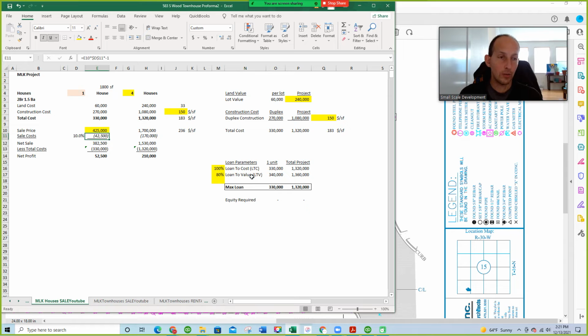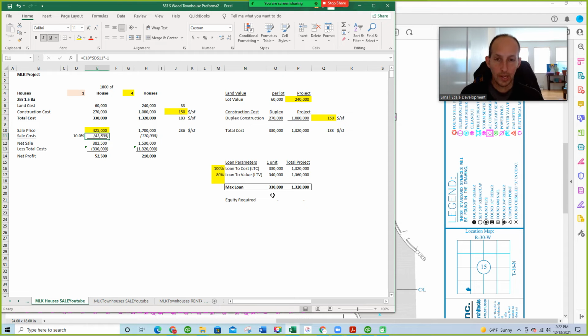So long as the value is greater than that. Also, in addition, the bank will take 80% of the sales price, the value. So 80% of $425,000 leaves us at $340,000, and that will give us the lower number of those two. So in this case, I can get a loan of up to $330,000.